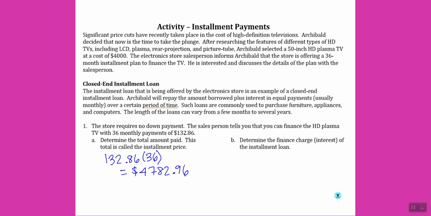Determine the finance charge, or the interest, on the installment loan. We paid $4,782.96, but the TV was only worth $4,000, so we ended up paying $782.96 in interest.